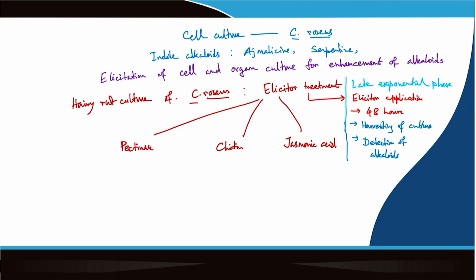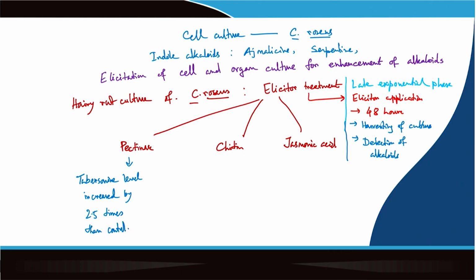So, pectinase is basically an endopolygalacturonase. Upon application of pectinase, what happened is that it increased the level of tabersonine. The tabersonine level increased by 2.5 times compared to the control culture.